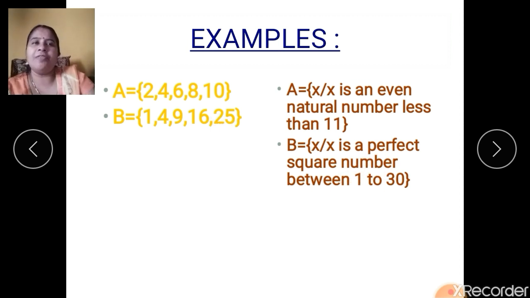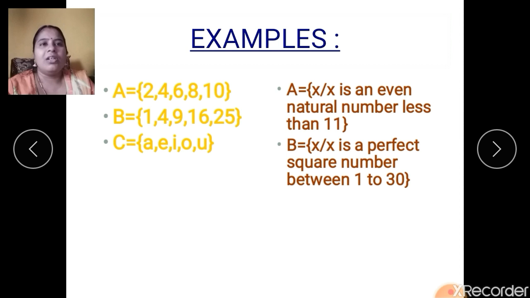Now this is 25. Can you think of any other perfect square which is 26, 27, 28, 29? No. 25 and then the next perfect square is 36. So it is written between 1 to 30. There are many ways of writing this. You can write perfect square number between 1 to 35 because even after 25 till 35 there are no perfect squares. So it will end to 25 only. Okay. So any method which you understand you can write.